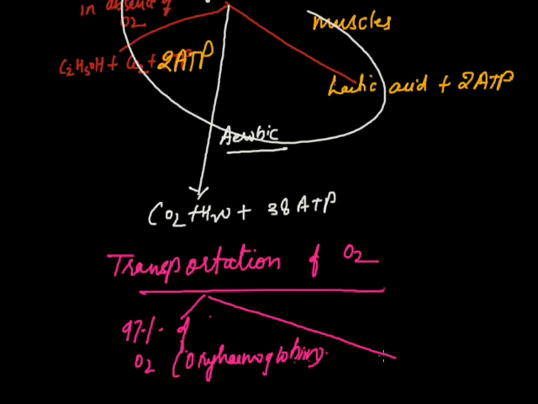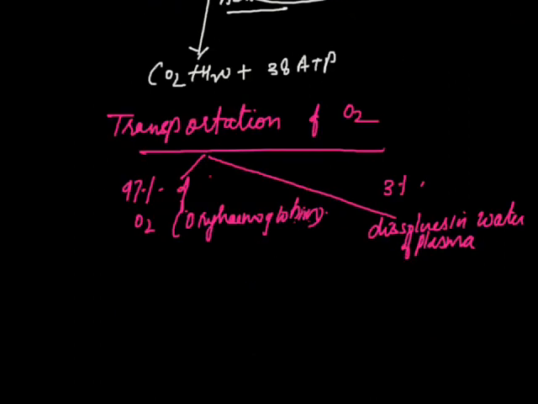Oxyhemoglobin. On the other hand, the remaining 3% of oxygen dissolves in the water of plasma, or we can say 3% of the oxygen is carried through the plasma of blood. Now this together completes what? 100% of the oxygen. Whatever oxygen has been inhaled, 97% of that is transported in the form of oxyhemoglobin, and 3% is transported in the form of plasma.